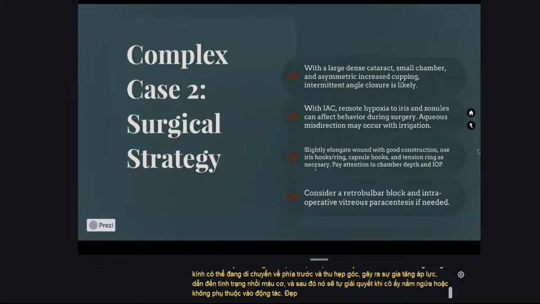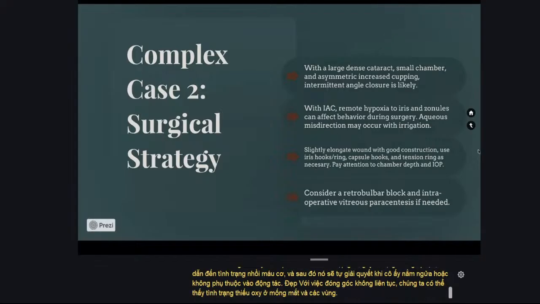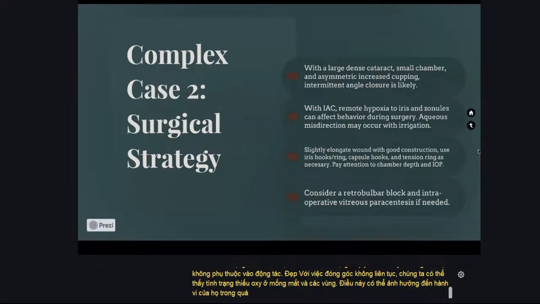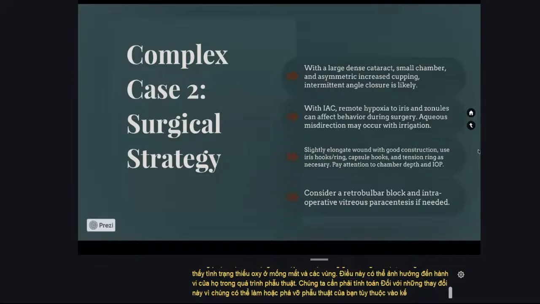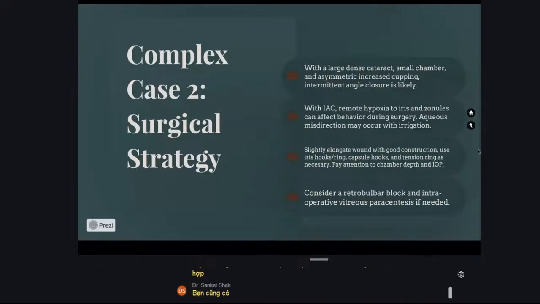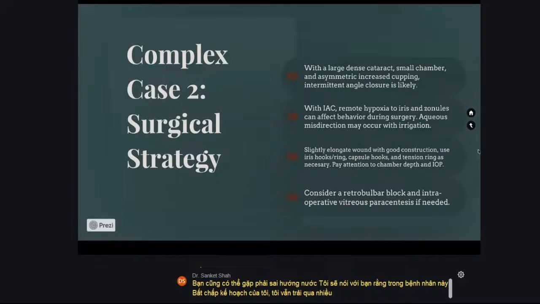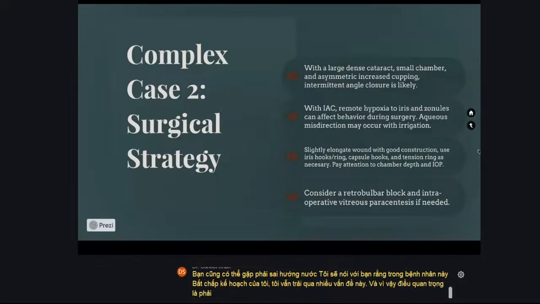With intermittent angle closure, we can see hypoxia to the iris and the zonules. This can affect their behavior during surgery. We need to account for these changes because these can make or break your surgery depending on appropriate planning. You may also experience aqueous misdirection. I will tell you that in this patient, despite my planning, I experienced many of these issues. And so it's important to plan to try to prevent these issues, but also to plan to resolve the issues intraoperatively.